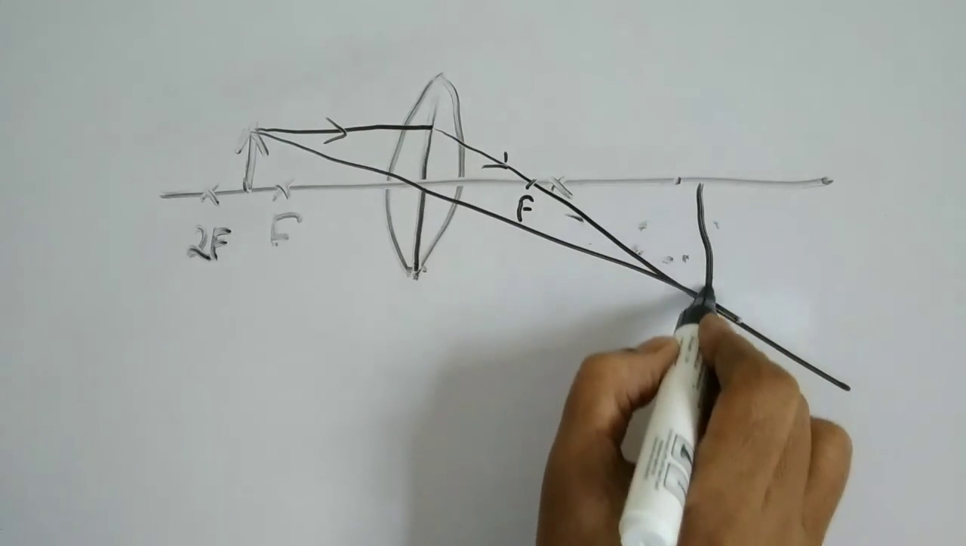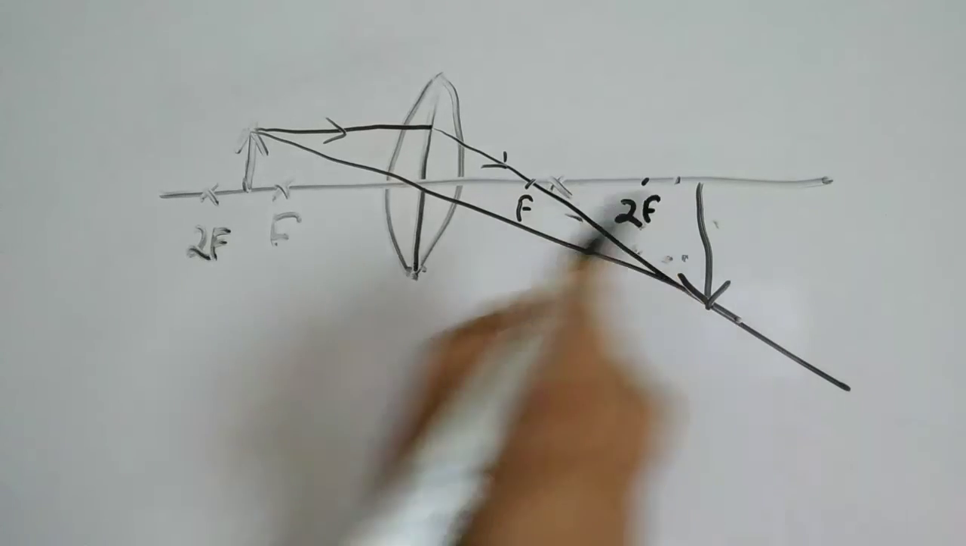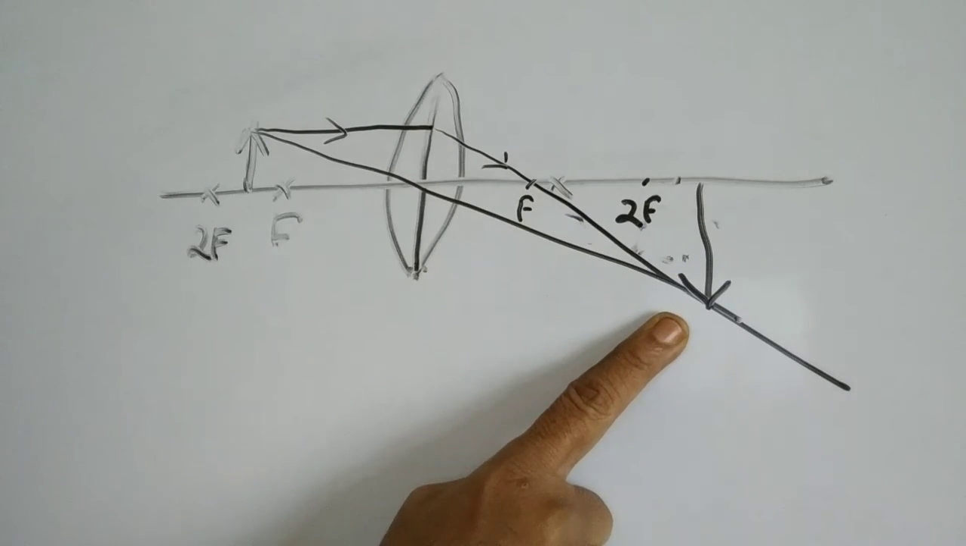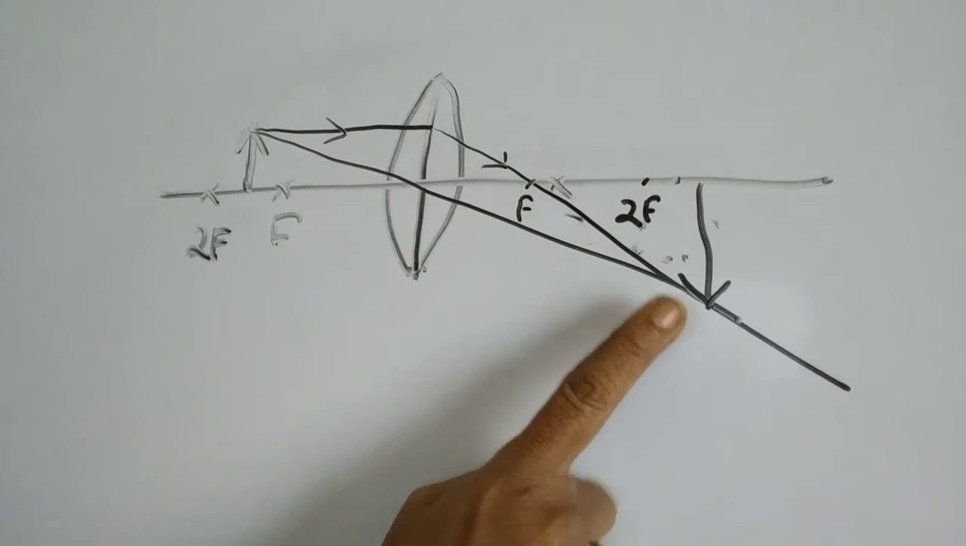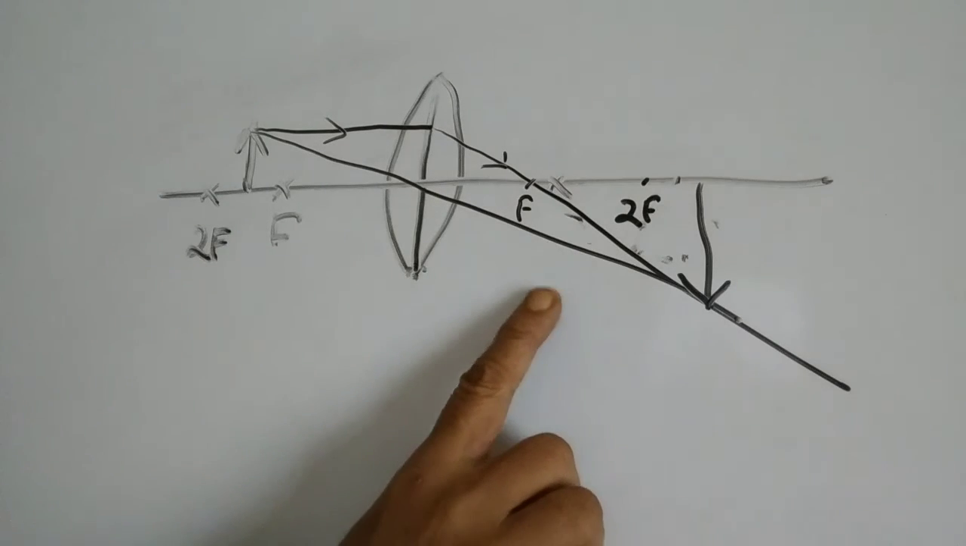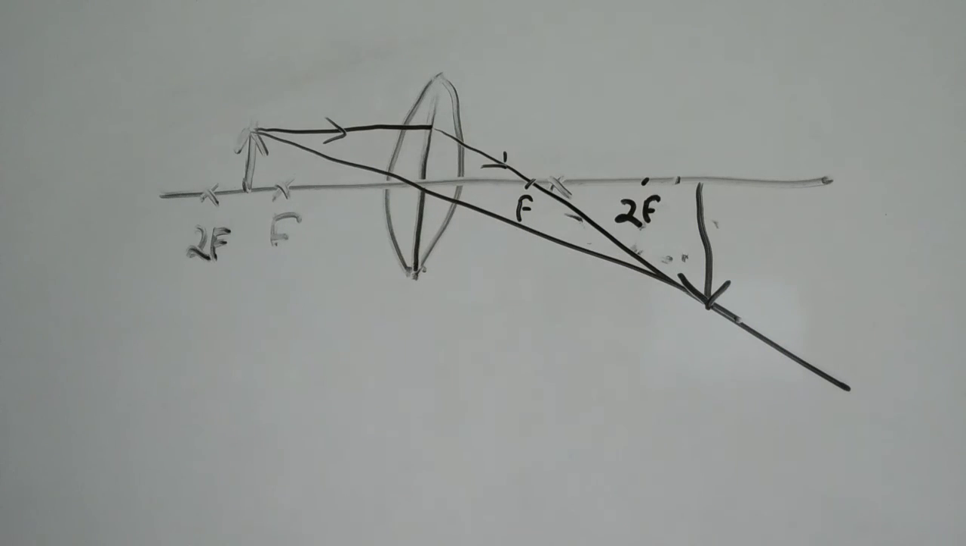That is here. This is the position of the image beyond 2F. When the object is placed between F and 2F, the image is formed beyond 2F. The size is changed to enlarged. The size is large.